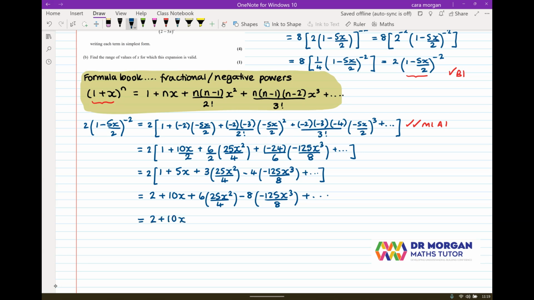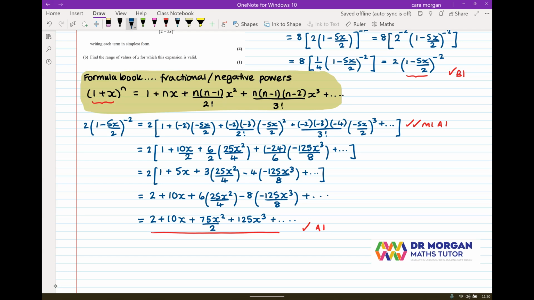2 add 10x. I've got 6 over 4, which is the same as 3 over 2. And 3 times 25 is 75x squared over 2. Now the negative 8 and the 8 cancel to give 1, and I know that I'm dealing with a positive coefficient there, so add 125x cubed. I know it goes on. I'm certain that that's my answer, unless I've made a mistake. I don't think I have, and therefore I would get an answer mark for simplifying each coefficient and each term.